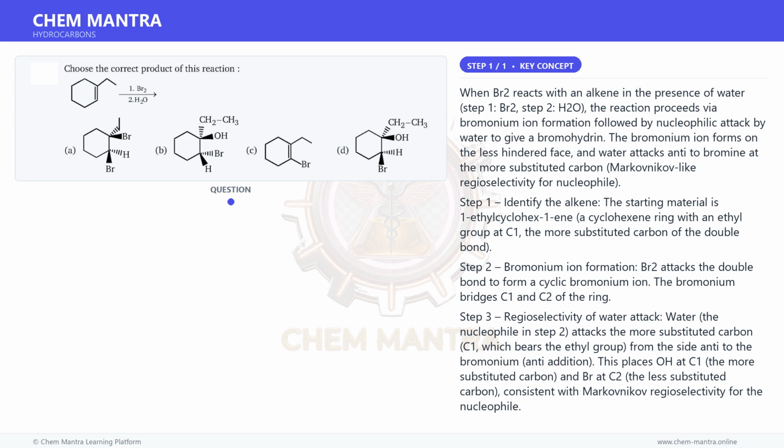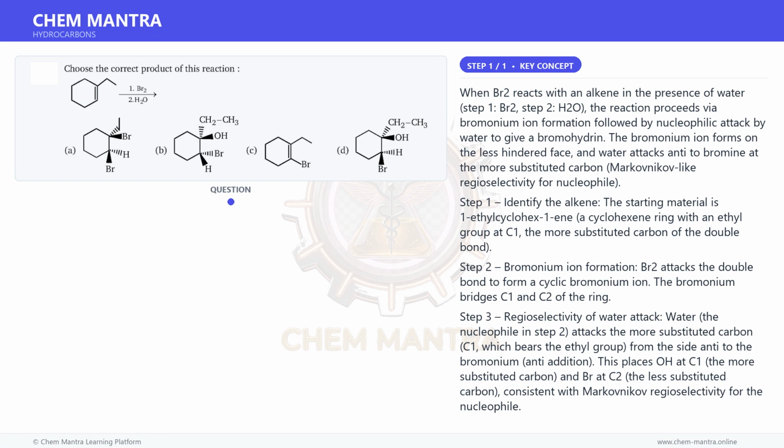Step 1. Identify the alkene. The starting material is 1-ethylcyclohexene, a cyclohexene ring with an ethyl group at C1, the more substituted carbon of the double bond. Step 2. Bromonium ion formation. Br2 attacks the double bond to form a cyclic bromonium ion. The bromonium bridges C1 and C2 of the ring.